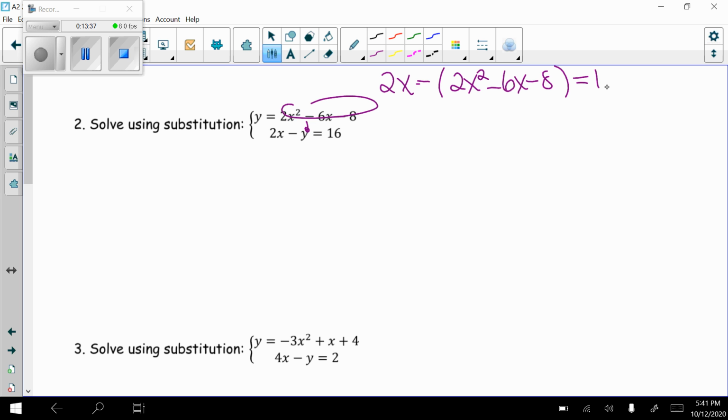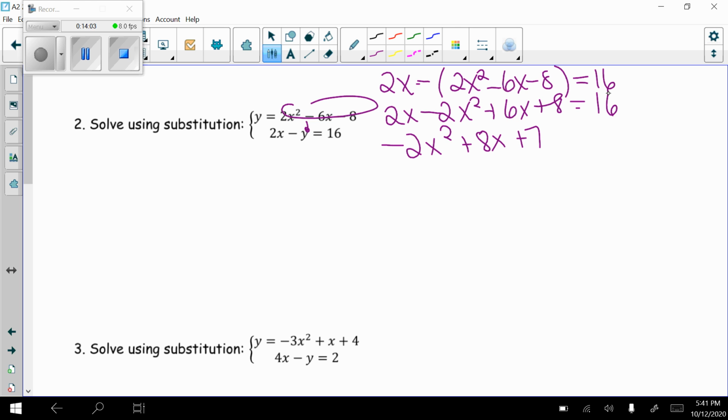Again, I'm going to distribute my negative. So I get 2x minus 2x squared plus 6x plus 8 equals 1. Get everything on the same side and set equal to 0, combine like terms. So I get negative 2x squared plus 8x plus 7. This was equal to 16, not 1. So that's going to change that answer right there. Sorry about that, guys.